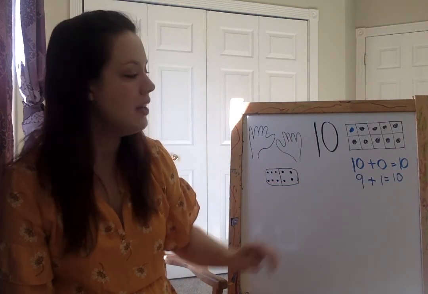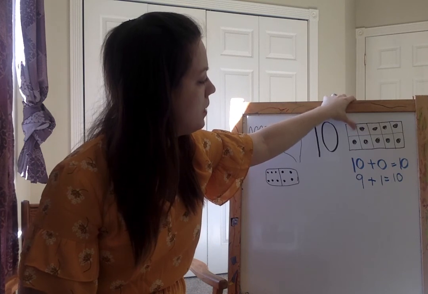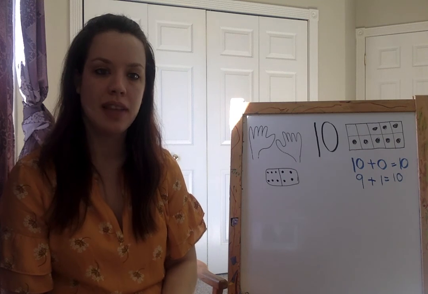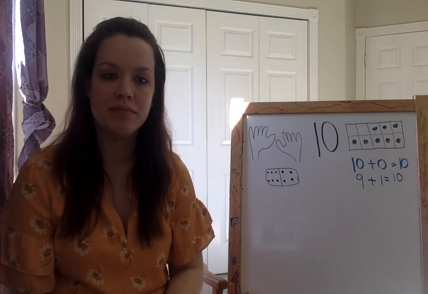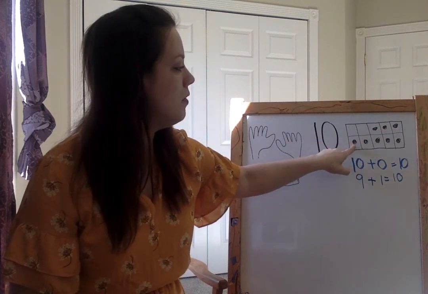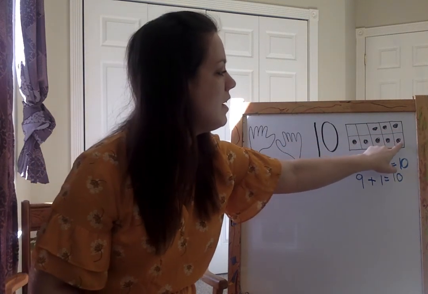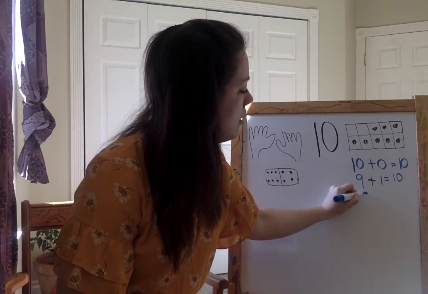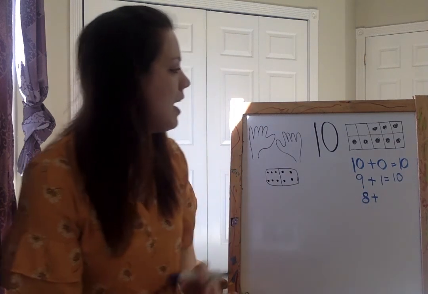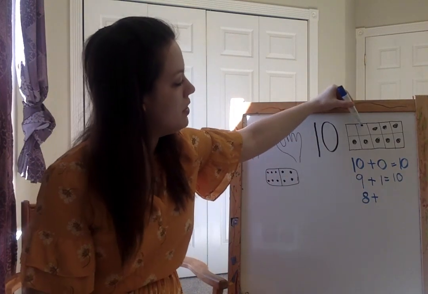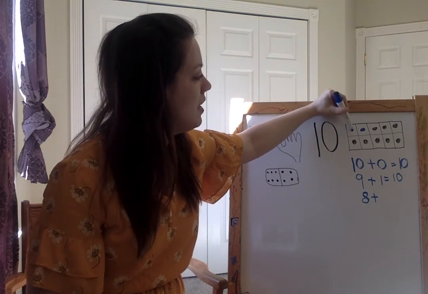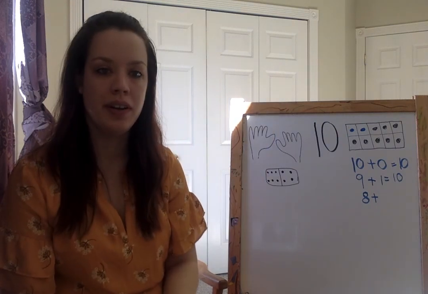Let's try that again. This time, we're going to erase 1, 2 dots. How many dots are left in our 10 frame now? That's right, there's 8. 1, 2, 3, 4, 5, 6, 7, 8. And how many more would we need to fill up our 10 frame? 2. 8 and 2 make 10.